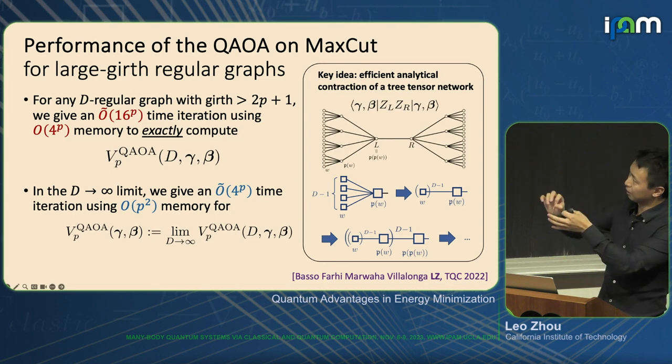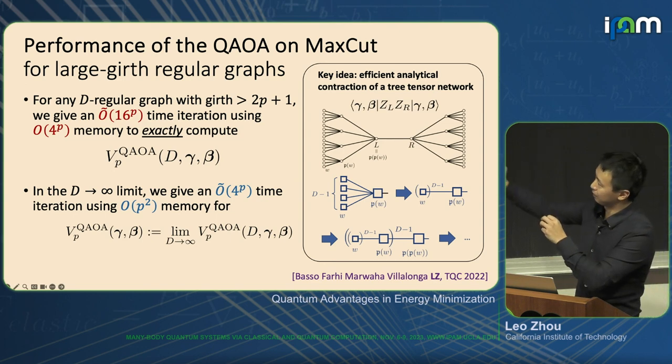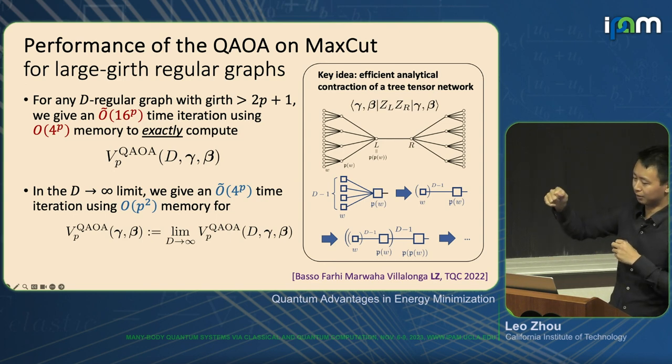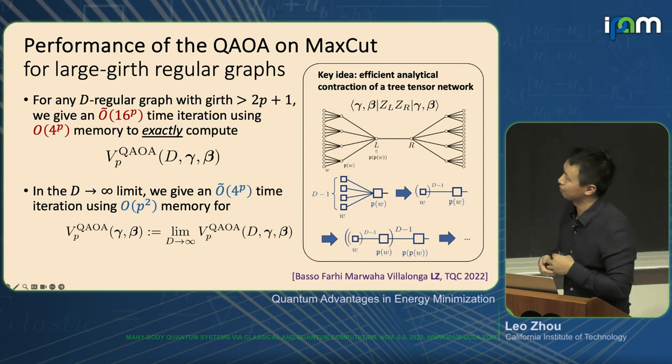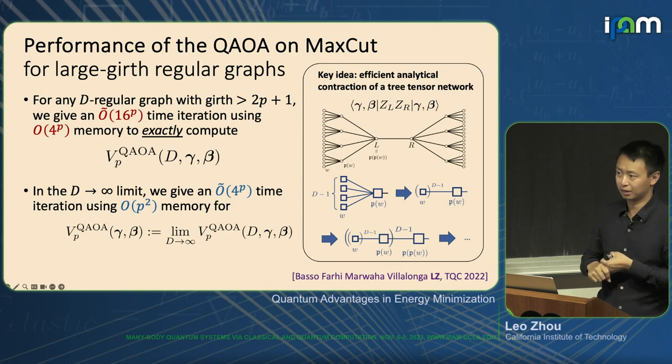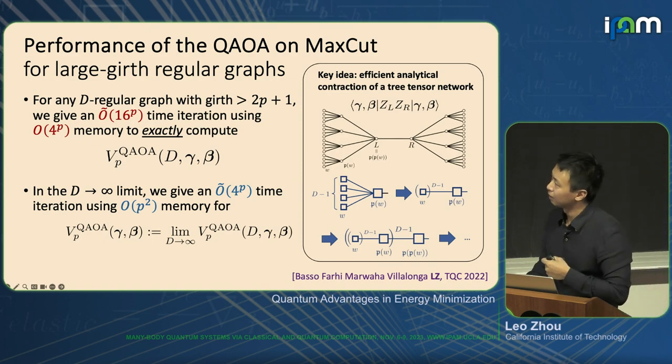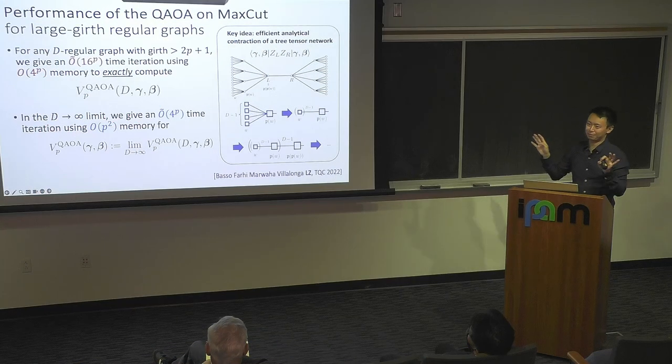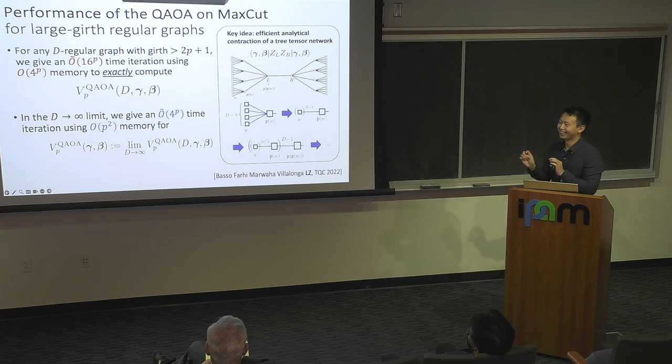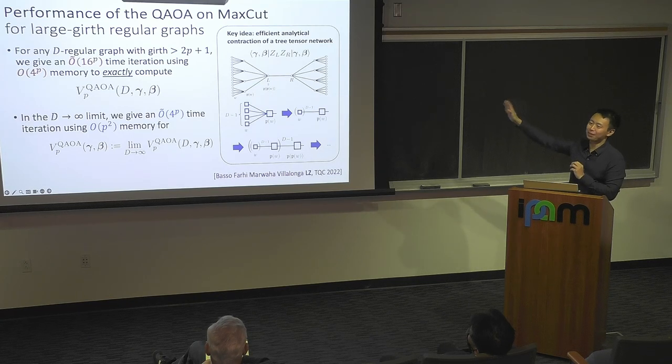Because of the regularity of this graph, you can exploit that symmetry to do a very efficient analytical contraction of this tree tensor network. Sorry, it's not classical. There's no quantum computer involved anywhere. We don't have one, so. Yeah, I agree. All of this is computation on classical computers.